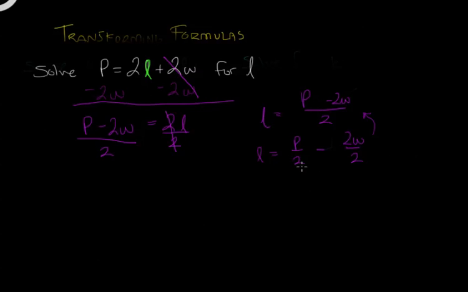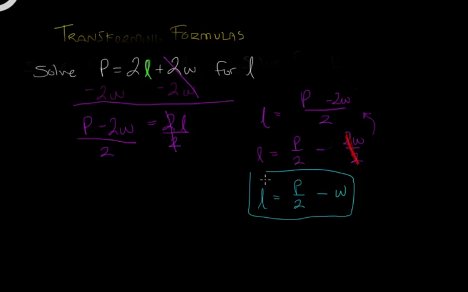So we got P over 2 minus 2W over 2. Well, what happens here? The 2's will cancel out. And this leaves you with L equals P over 2 minus W. You could also say 1/2 P minus W. That works as well, but this is good enough. And that's my answer. There's nothing else I can do to simplify it.